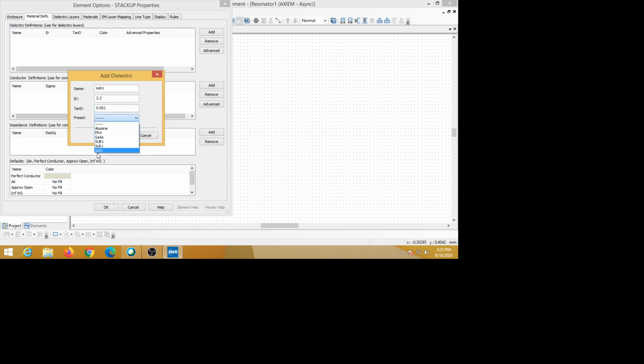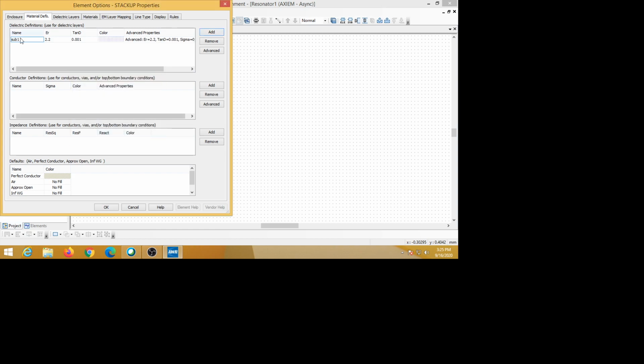Do not use any of these presets, because they may not have our properties. Just type whatever material properties we want here, and you can give your own name, like SUB1 2.2 0.001. Now you can see it appeared as a substrate and our material came here. This dielectric material is 2.2 and 0.001, and its color is blue with dots.